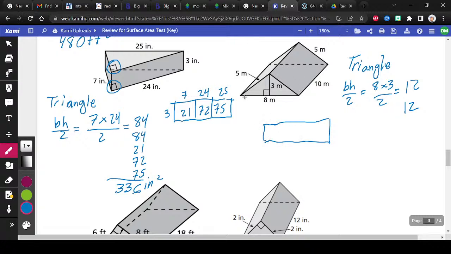The distance from the front triangle to the back triangle is 10 meters. And then the three sides of the triangle are 5, 5, and 8. 5 times 10 is 50, 5 times 10 is still 50, and 8 times 10 is 80.